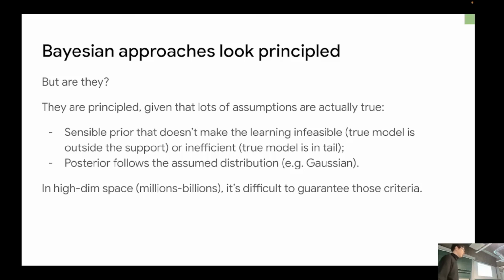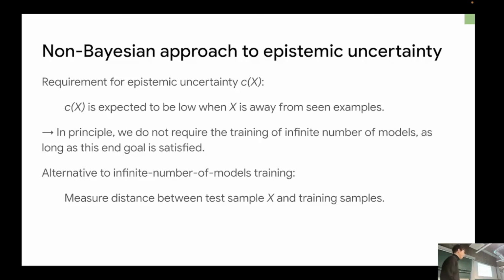We are talking about high dimensional space, millions to billions of parameters, and it's really hard to guarantee these criteria. Well, why do we care about being principled, right? Eventually, our interest is to see which samples are lying outside a training domain, training distribution. So if our focus is really about OOD detection, we can just find a solution which is meeting the end goal, right? So I'm going to talk about some popular alternative to training an infinite number of models.